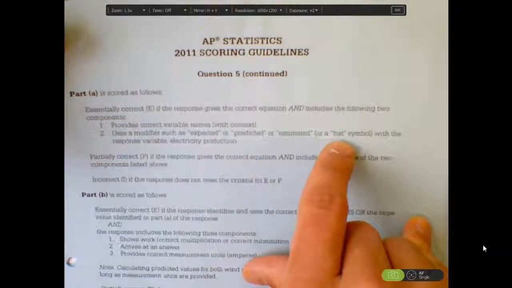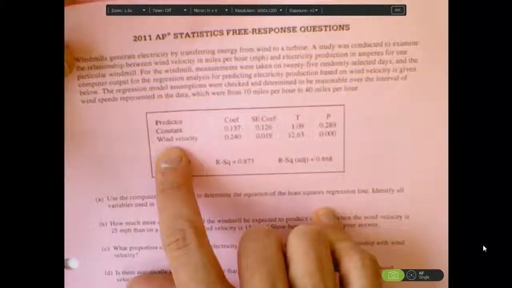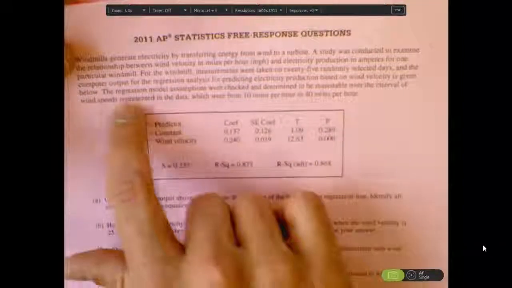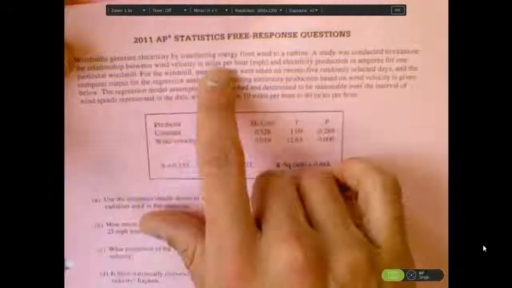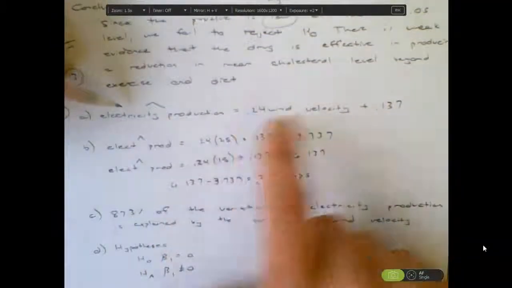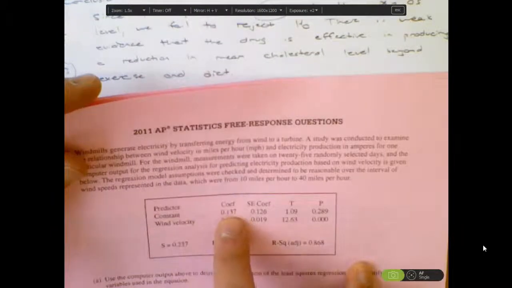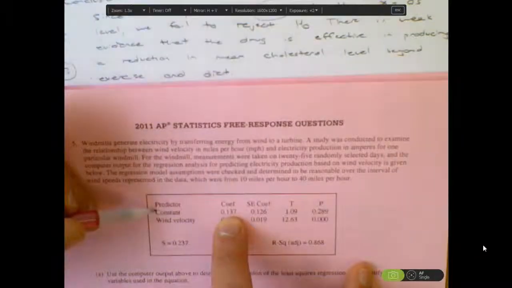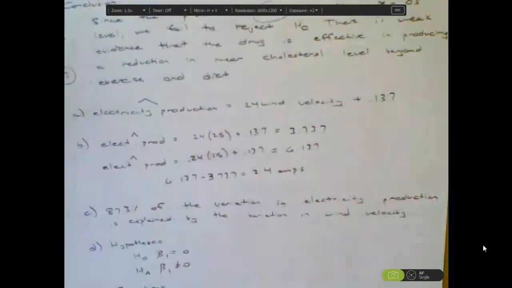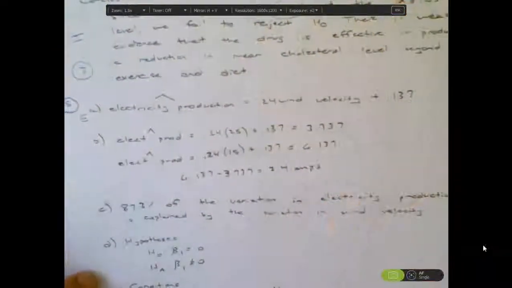That's the one I worry about you forgetting. So remember, this is always going to be your slope. This is going to be your explanatory variable. And sometimes they'll put the response variable above the table. In this case, they didn't. So I have wind velocity and electricity production. So it's going to be electricity production hat, or predicted electricity production, equals 0.24 times the wind velocity plus the constant or intercept, 0.137. So I have both of those components in my answer. That's going to earn me an essentially correct.